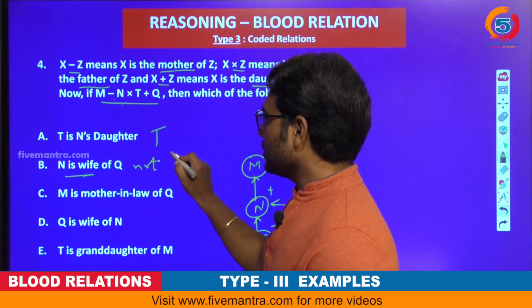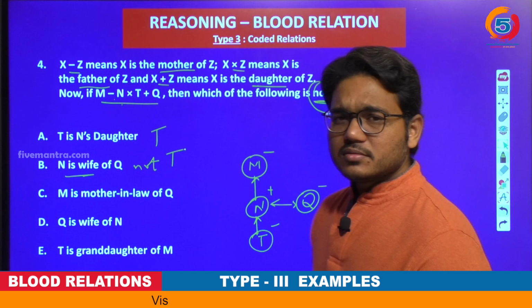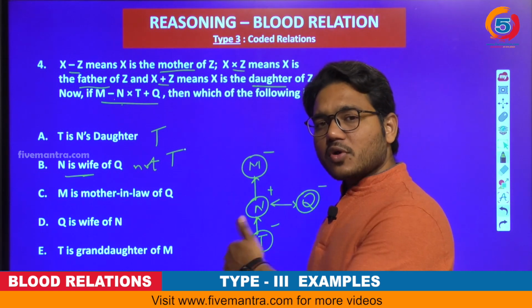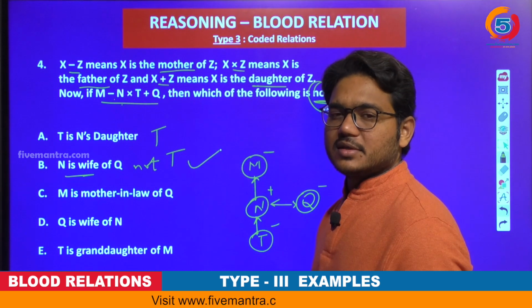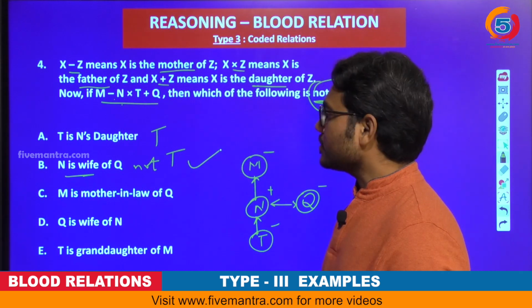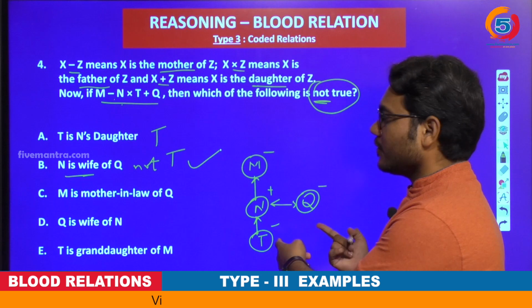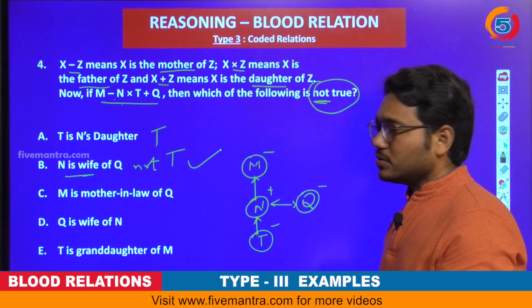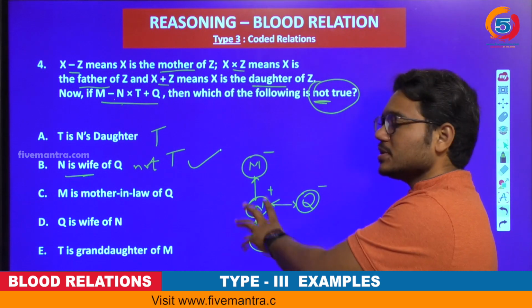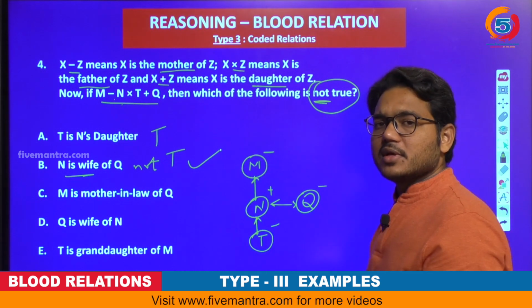This is not true. So it is obvious that one among these options will be not true. Our answer, we can end our problem here. Here itself we can end the problem because N is not wife of Q, which is evident from this relationship tree we have drawn. So how have we solved? Just by drawing this relationship tree we can easily solve this problem.